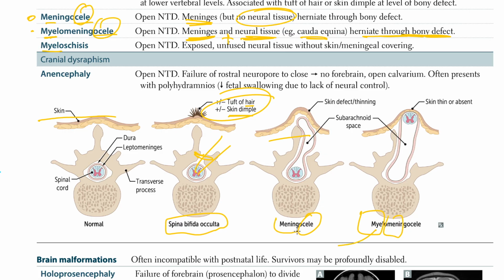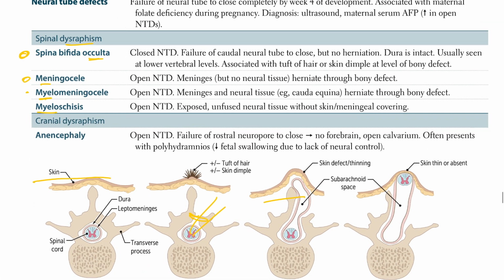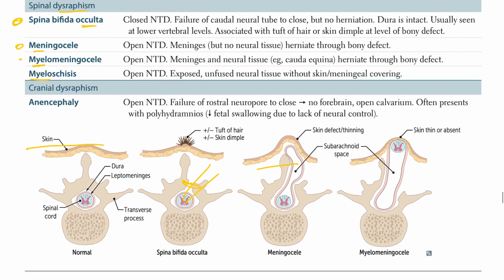So look, in meningocele, the meninges are out. In myelomeningocele, the neuronal tissue plus the meninges are out. All of them are out. As the name gets bigger, it's getting more and more problematic. So now let's read that up top and move on to the next. So what do we have?